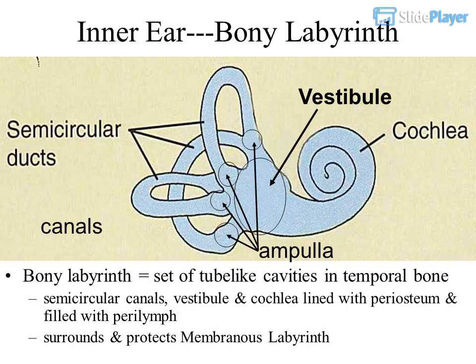Inner ear, bony labyrinth. Vestibule, canals, ampulla. The bony labyrinth is a set of tube-like cavities in the temporal bone. The semicircular canals, vestibule and cochlea are lined with periosteum and filled with perilymph. This surrounds and protects the membranous labyrinth.